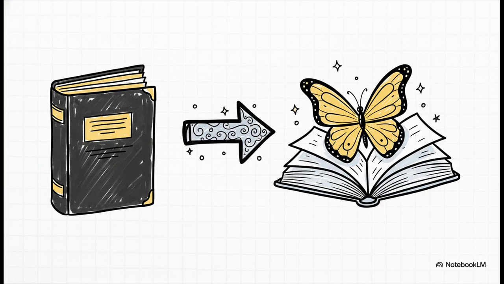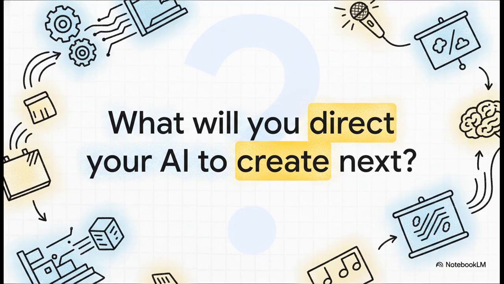I mean, hey, we just saw that even a boring maintenance guide can be turned into something genuinely elegant. So really the only question left is, now that you have this power to direct not just the content, but the entire vibe of your presentations, what are you going to direct your AI to create next?